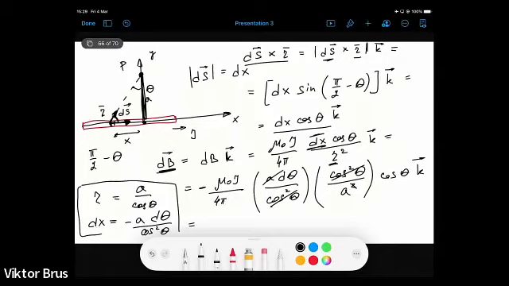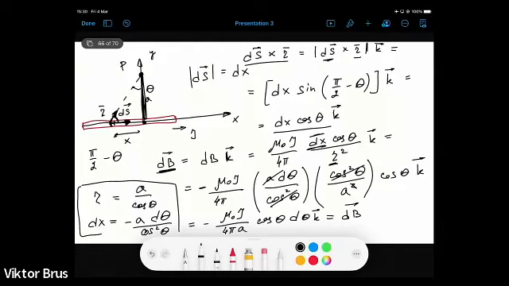So eventually we have minus mu naught times I divided by 4 pi times a cosinus theta d theta. Okay, so that is equal, sorry, here is K unit vector, and that is equal to dB vector.